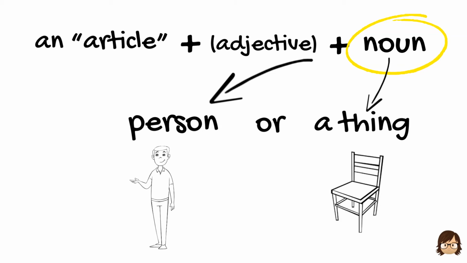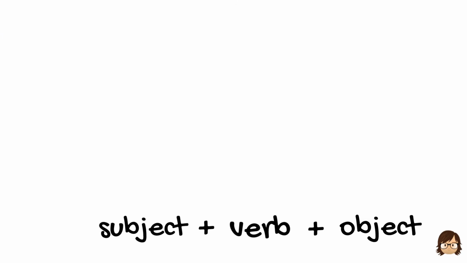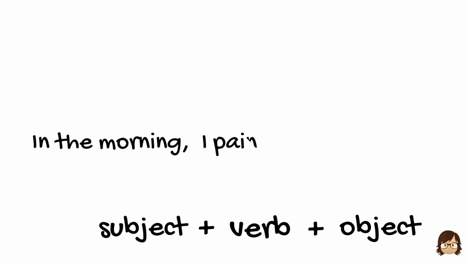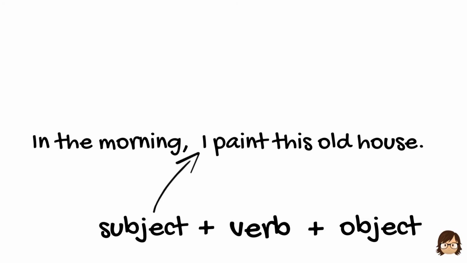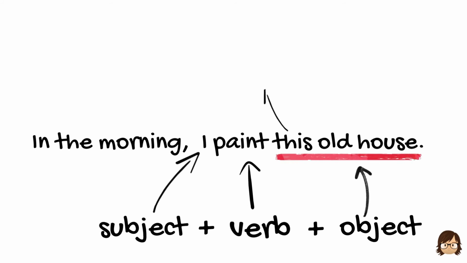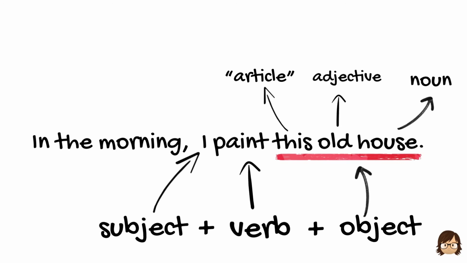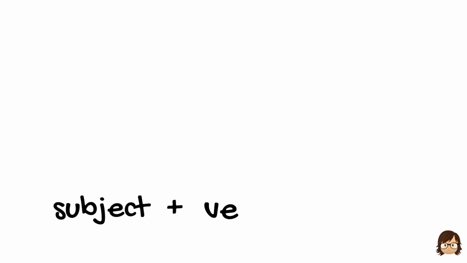Let's put this all together. In the morning, I paint this old house. I is the subject, paint is the verb, and the object has three parts. This is the article, old is the adjective, and house is the noun. Another example.